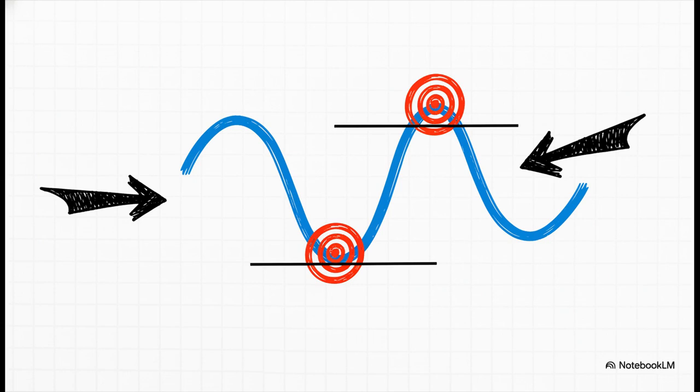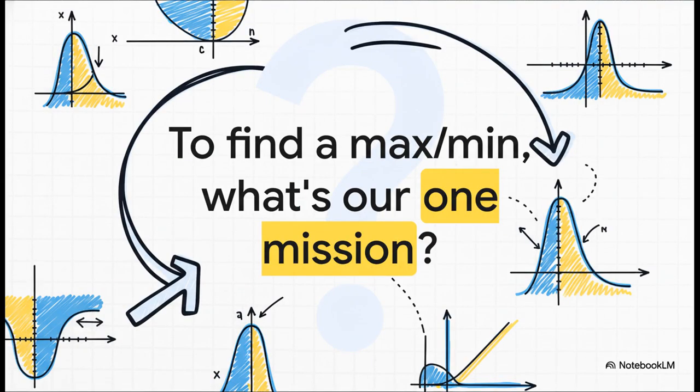And this right here is the absolute key to everything. Think about it. When you're at the very top of a hill or the bottom of a valley, those are our turning points. You're not going up anymore and you're not going down yet. For just one split second, the path is perfectly flat, and a flat slope is a slope of zero. That's our target. So with all that in mind, what's our real mission here? If we need to find the highest point or the lowest point of any function, what is the one single thing we need to be looking for?